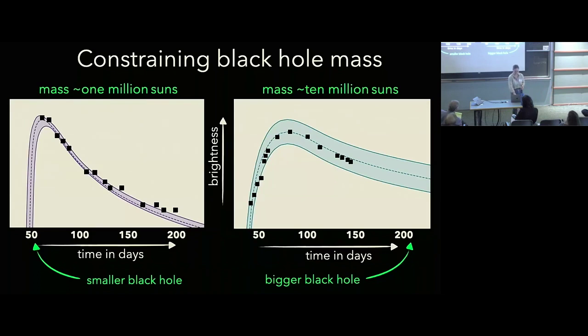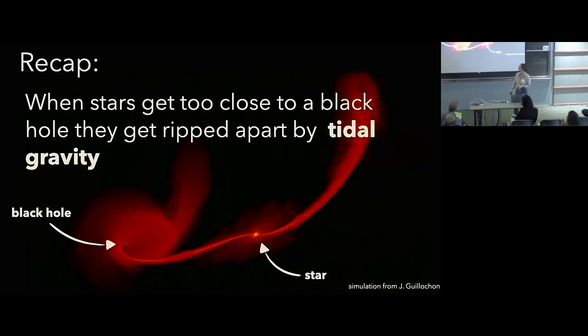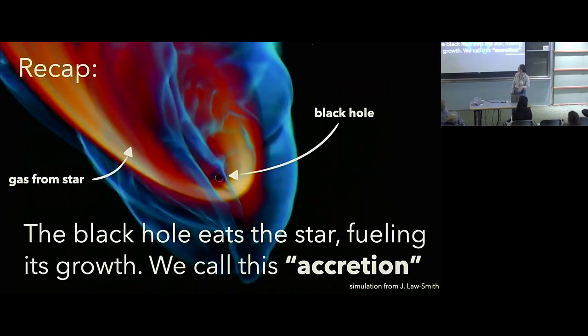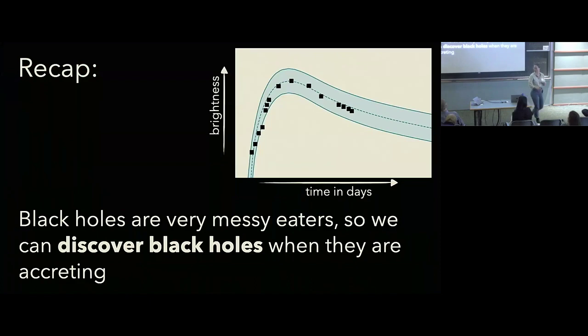I think I went pretty fast, but I actually am close to my recap here, I guess because some of the stuff was already talked about. But basically, recap, when stars get too close to a black hole, they're ripped apart by the tidal gravity. This fuels accretion, which has been discussed by a few different people, but I think is really nicely thought about just as the sort of effective friction between the gas that's infalling to the black hole. And as other people have already said, black holes are very messy eaters, and so we can discover black holes when they are accreting.